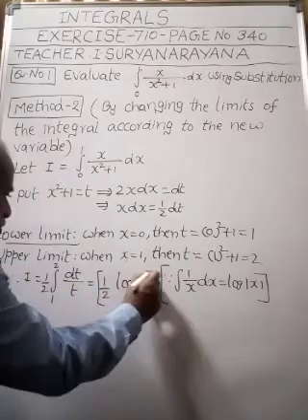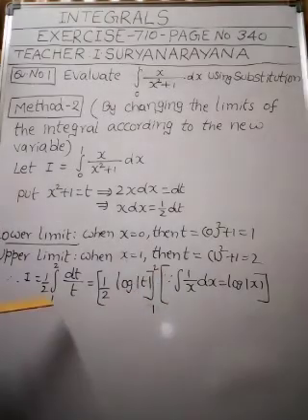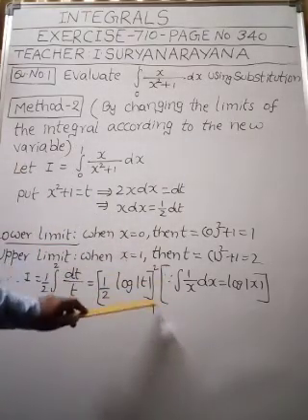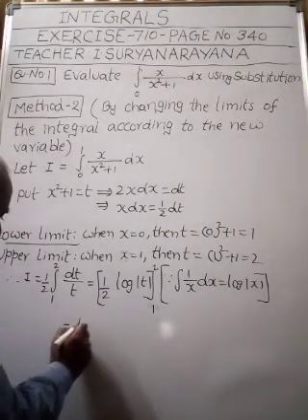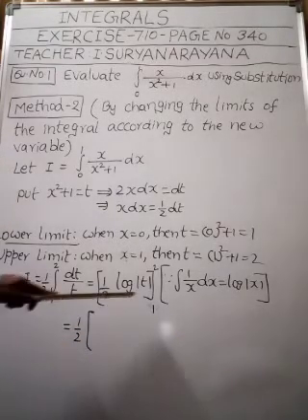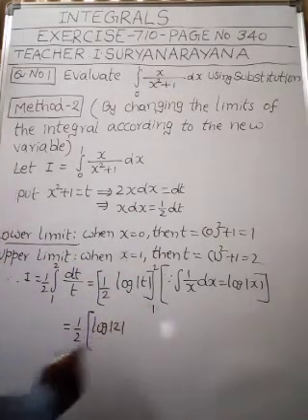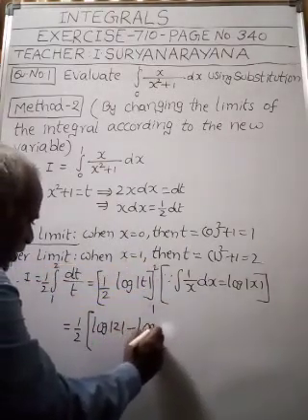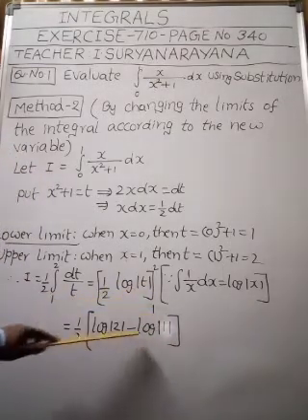Limits 1 to 2. Lower limit is 1 and upper limit is 2, not 0 to 1. Limits were changed according to the new variable. Understood this step, my dear children? That is equal to 1 by 2 into, the numerical coefficient we can write outside. Then we apply the upper limit minus lower limit. So log mod 2, upper limit, we substitute t is equal to 2, minus lower limit log mod 1. In the place of t, we write 1. Understood this step, my dear children?